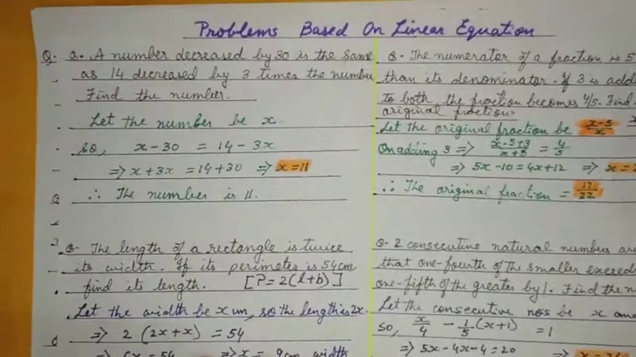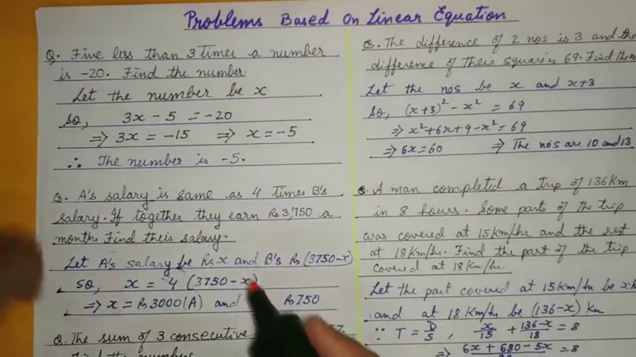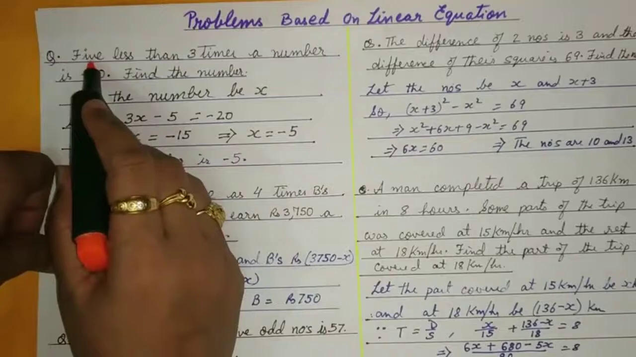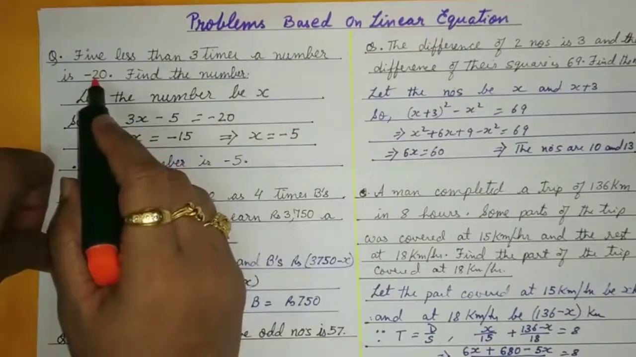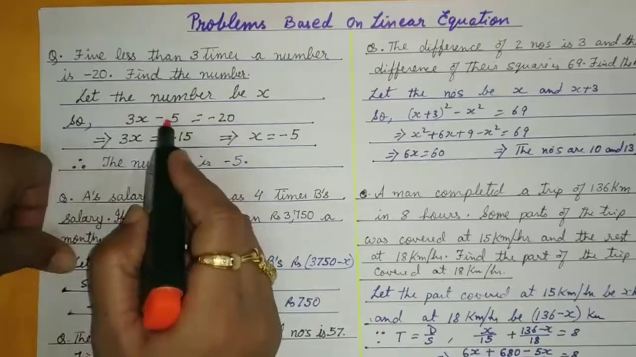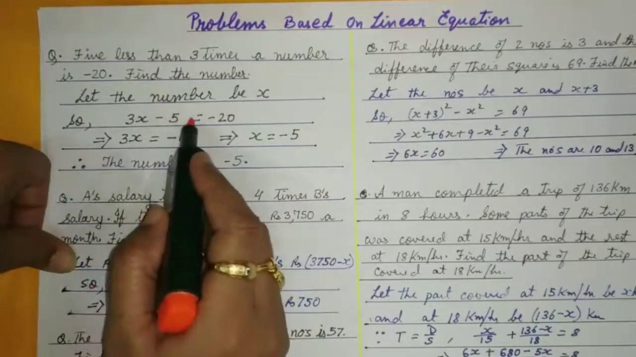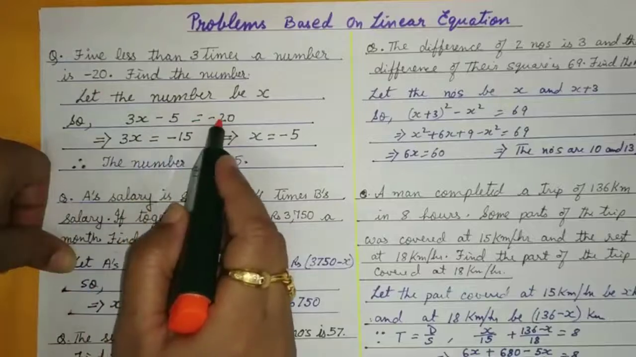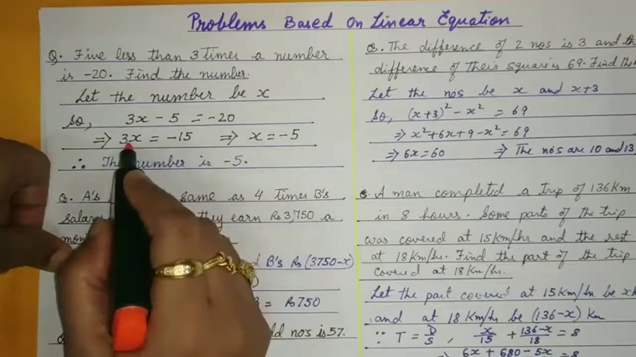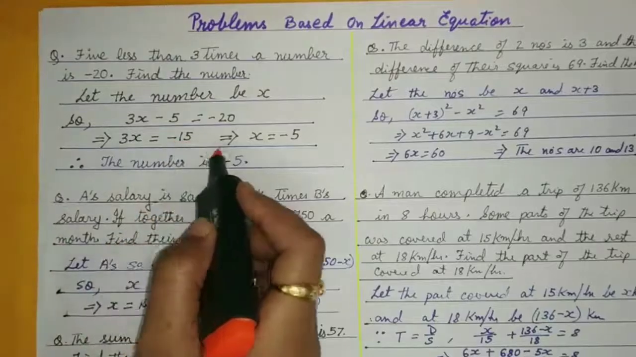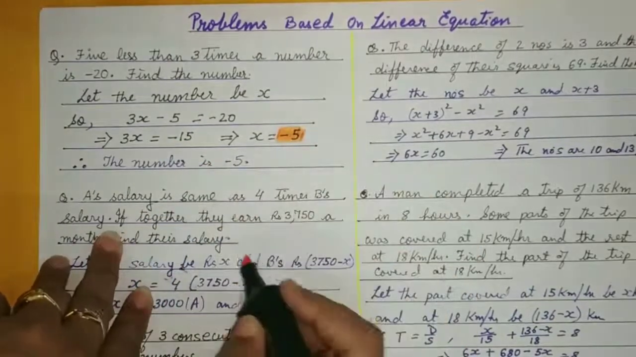Okay, so the next type of question. Here again I have taken a question saying 5 less than 3 times a number is minus 20. So 5 less than 3x. Let's assume the number to be x. So 3x minus 5 is equal to minus 20. When minus 5 comes here, it becomes plus 5. So 3x is minus 15. Thus the number is minus 5.